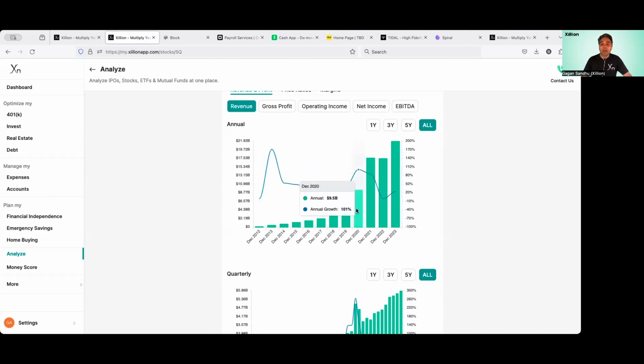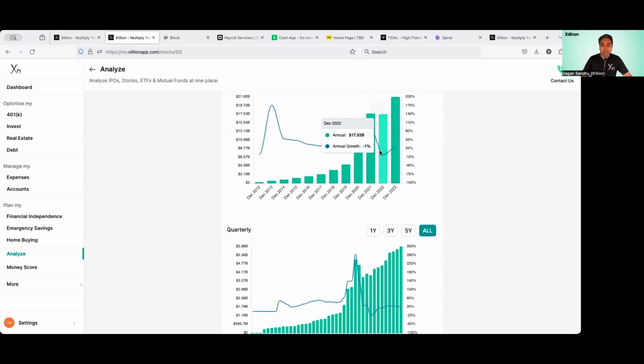All of a sudden, in COVID, Square is now growing at 100%, 80%, and then 2022, growth stalled. And we'll discuss that. A lot of this was driven by Bitcoin. Bitcoin revenue fell off the cliff in 2022, and you see that. And then again, a healthy growth in 2023 and beyond. And you can see the growth was negative in 2022, but turned positive at a healthy clip in 2023.